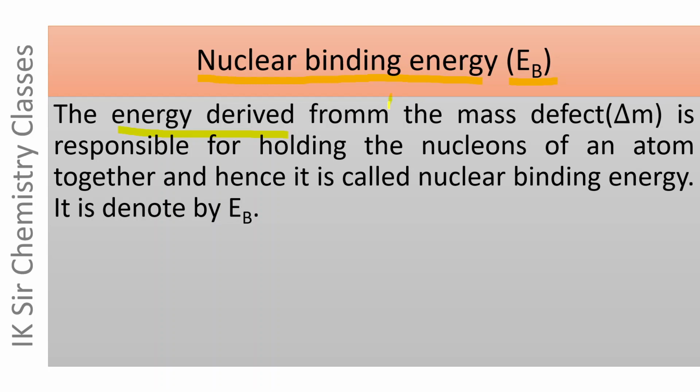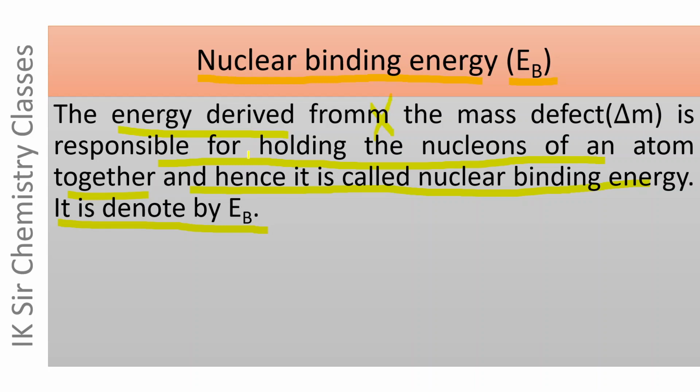The energy derived from the mass defect, that is delta M, is responsible for holding the nucleons of an atom together, and hence it is called nuclear binding energy, and it is denoted by EB. Let us see it again.